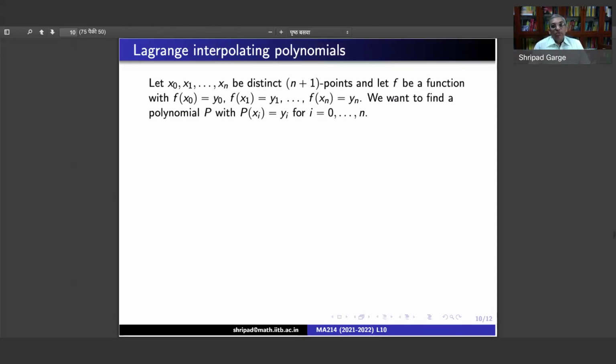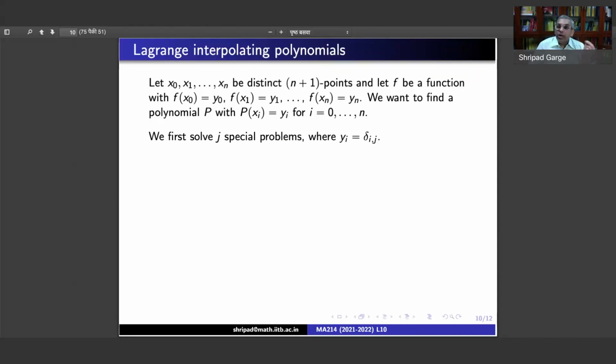We want to find a polynomial p with the property that p of xi is yi for i equal to 0, 1, 2 up to n. This is what we want to do. And as I told you earlier, we will solve special problems. I should have said n plus 1 special problems, because for each j from 0 to n, we will have a special problem which takes value 1 at the jth point, xj, and 0 elsewhere. So those are the special problems. So this j needs to be replaced by n plus 1 here.